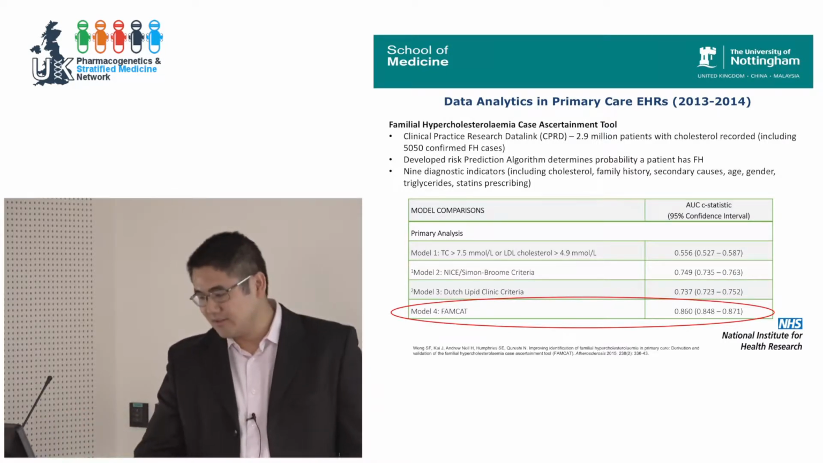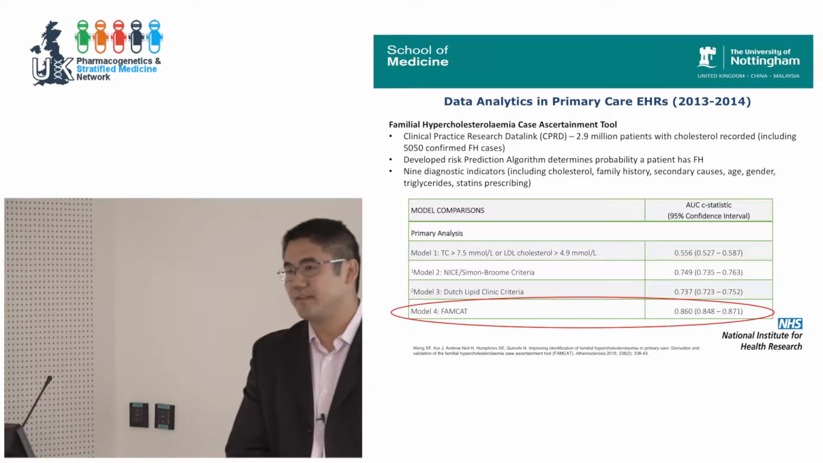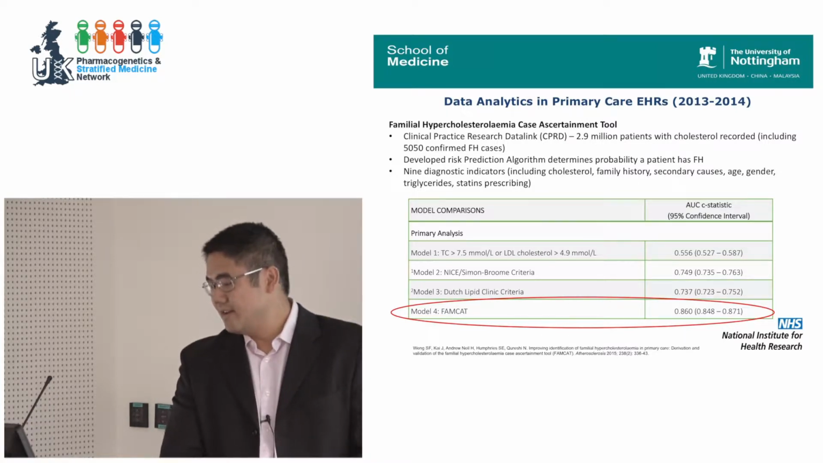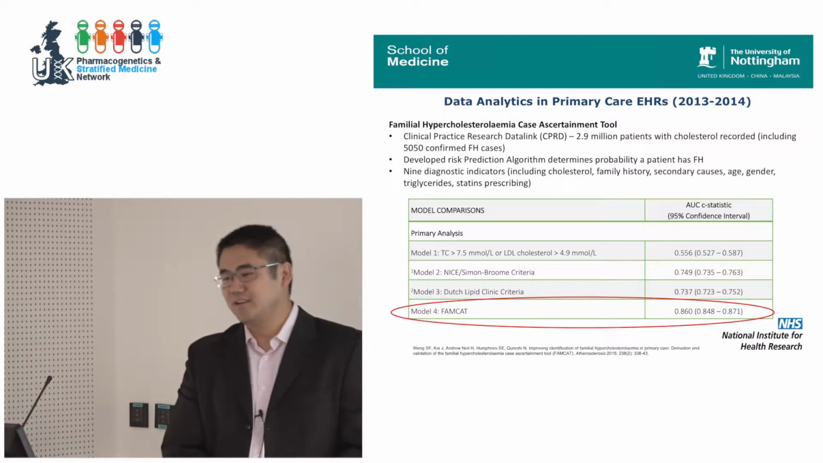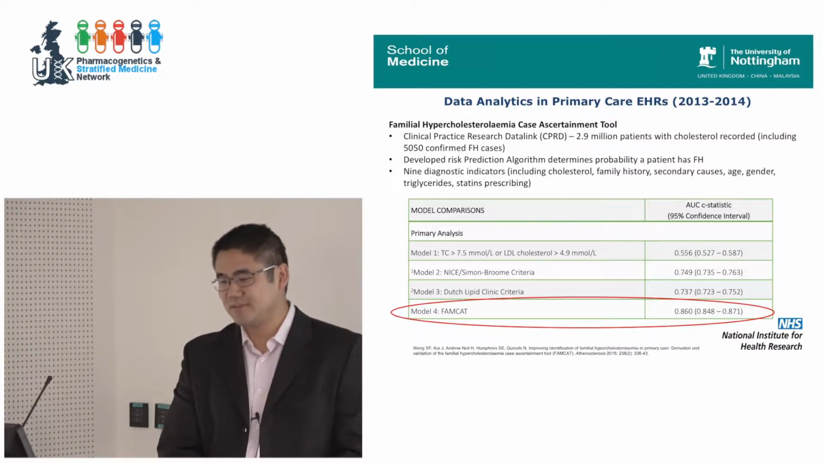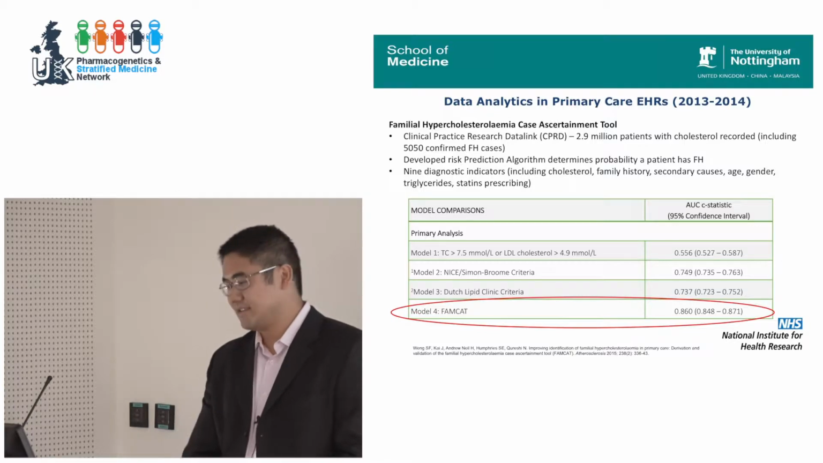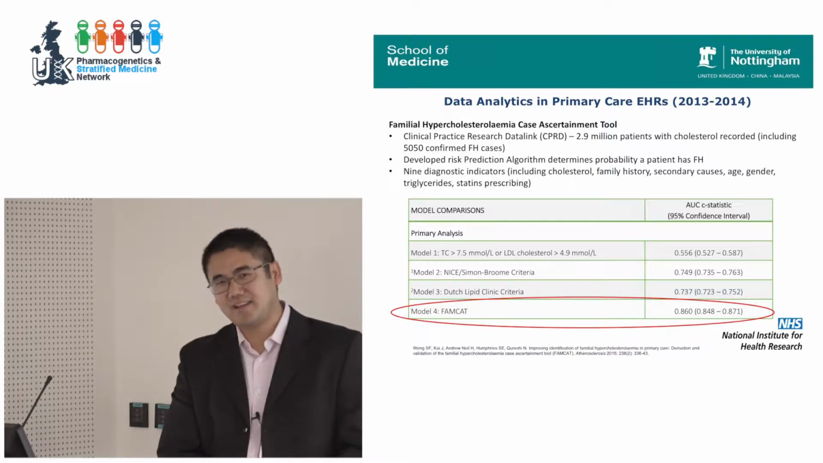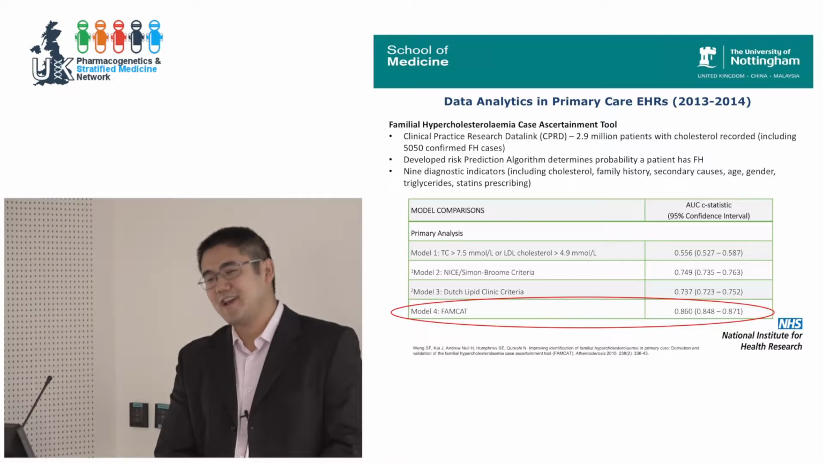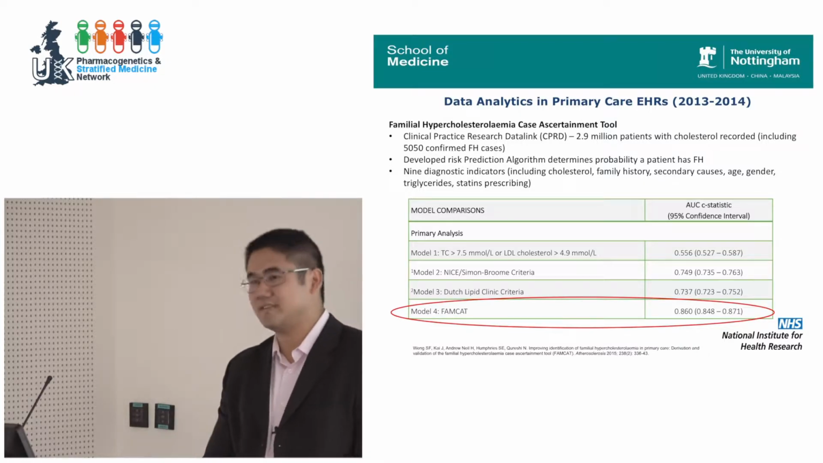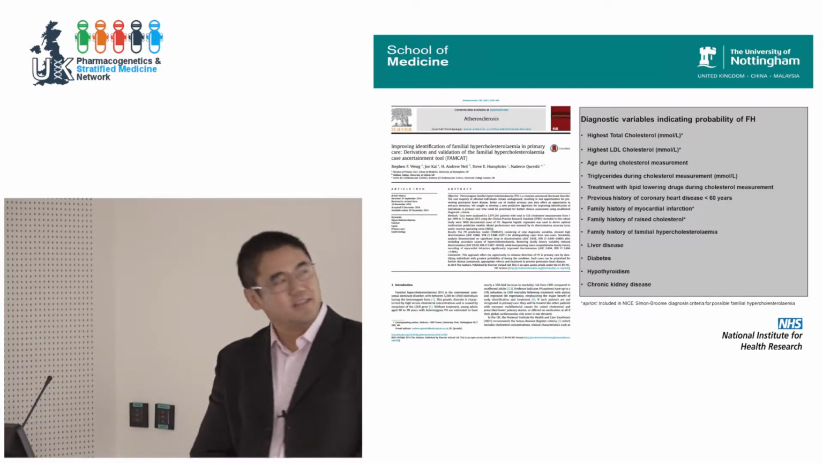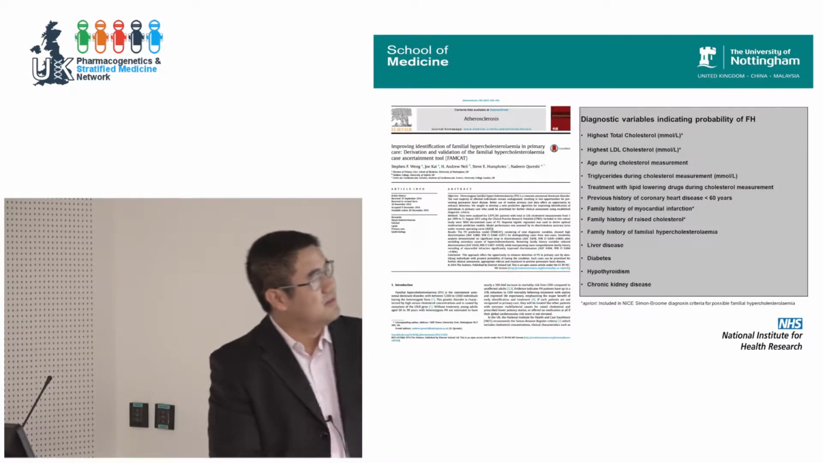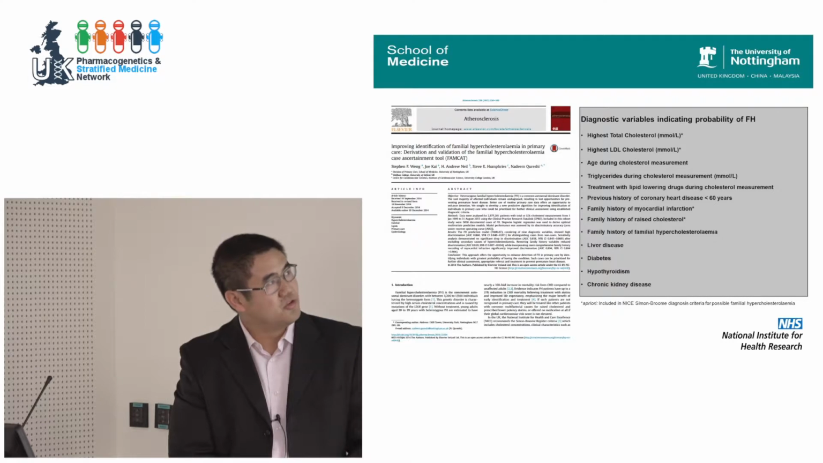So we tested this model in an independent sample from the same database, and we found that our AUC statistic in our tool called the Familial Hypercholesterolemia Case Ascertainment Tool was around 0.86. And that was better than when we applied the Dutch Lipid Clinic and the Simon-Broome criteria to the same primary care data sets. And that's led to this paper, which you can have a look at. So that describes the process and the approach.